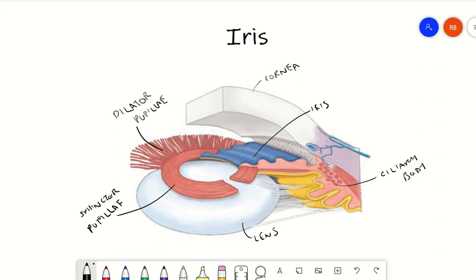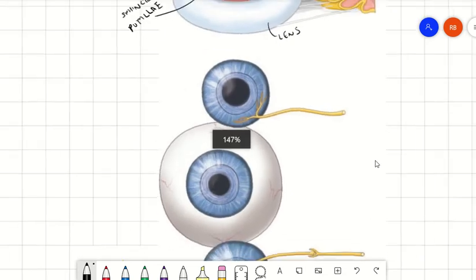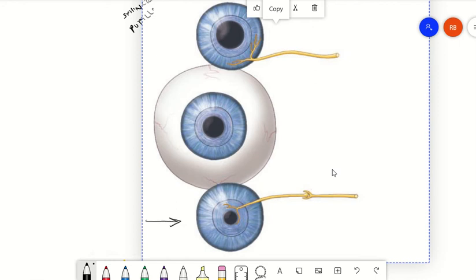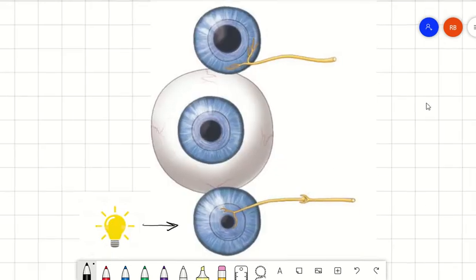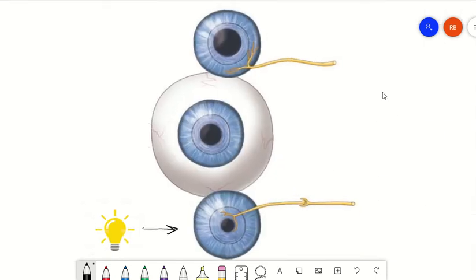Excuse my writing. Okay, and we can see when we look at this diagram here, this is also from Moore and Agur. So we have our sympathetic and parasympathetic pathways that go to either the sphincter pupillae or the dilator pupillae. So we said before, this is here. Now we've got a ganglion here, so that has got to mean that this pathway must be the ciliary ganglion.